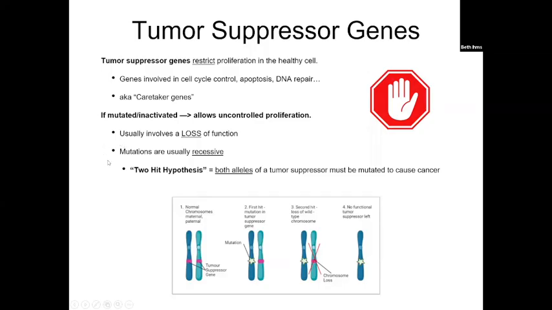Mutations in tumor suppressor genes are recessive. The oncogene is dominant, so you only need one mutation. In a tumor suppressor gene, it's recessive, so you need 2 hits. This is called the 2-hit hypothesis. I've heard of that before. It means in a tumor suppressor gene, both alleles, both copies have to be mutated in order to cause cancer, because it's a recessive mutation. As long as you have one functional copy of your tumor suppressor gene, you can suppress tumors. Both copies are knocked out, tumors.